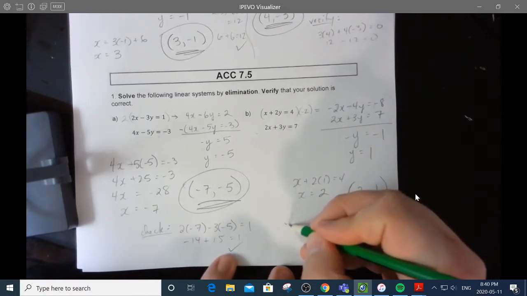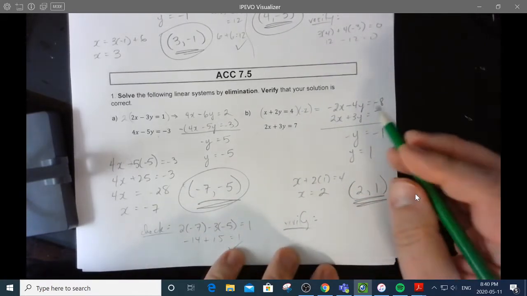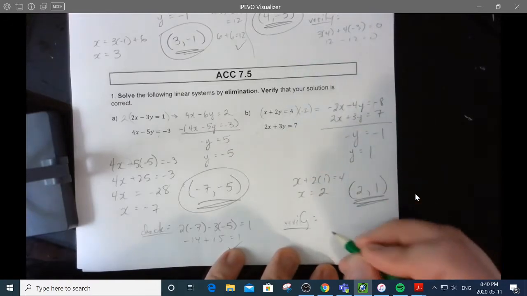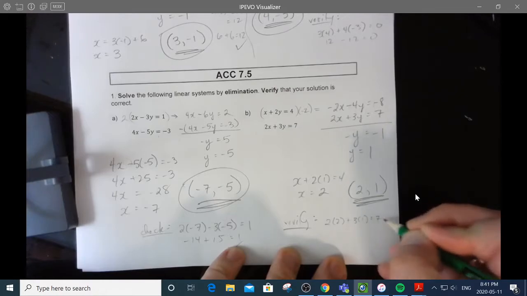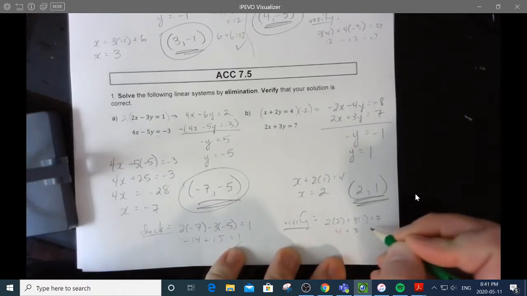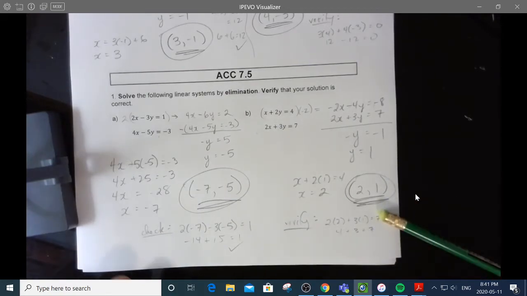And let's verify that that's true. Since I solved with this one, I'll use the other one. 2 times 2 plus 3 times 1 should equal 7, and yes it does. 4 plus 3 is in fact 7. So there we go. Done and done.